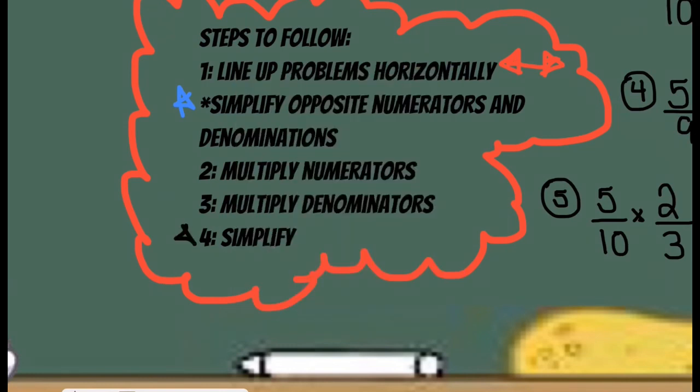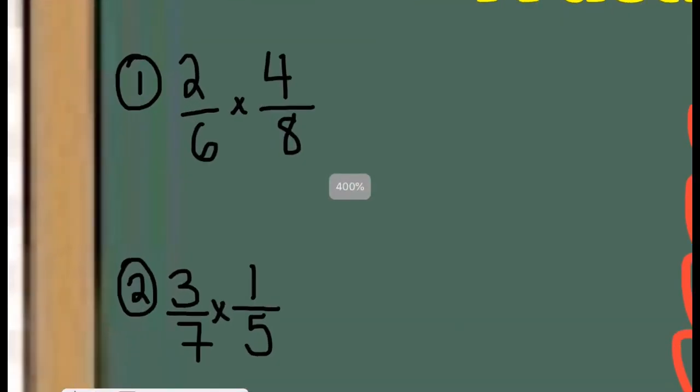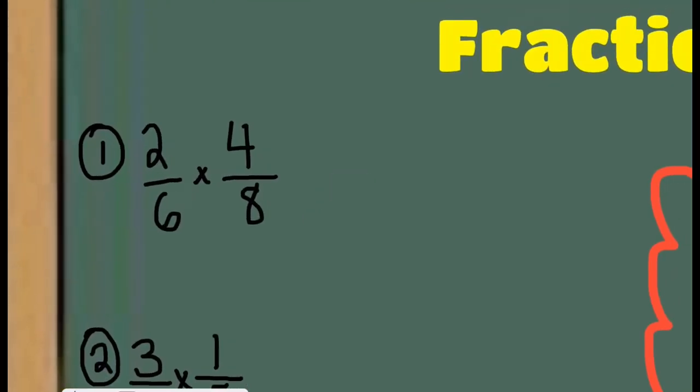You have to simplify. If you're in 4th grade, 5th grade, 6th grade, they don't even ask you for a simplified answer most of the time. They're just going to expect that you know how to do that. So following these 4 steps, today I went ahead and set up all the problems horizontally for us. But let's look at number 1. We have the problem 2/6 times 4/8.